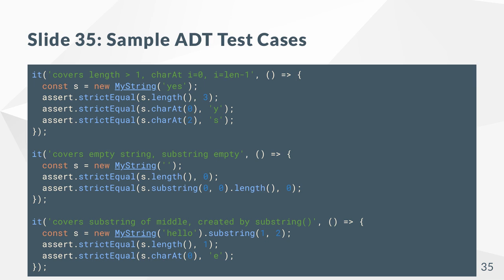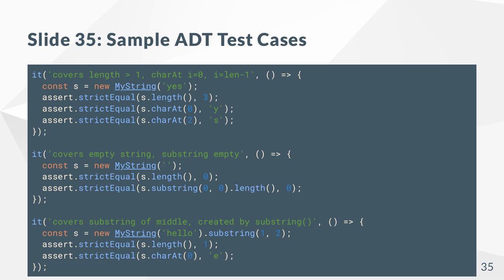Let us look at some concrete test cases for MyString. The first test covers a string of length greater than 1 and tests charAt at both the first and last positions. It creates the string "yes", verifies the length is 3, checks that charAt 0 returns y, and charAt 2 returns s.